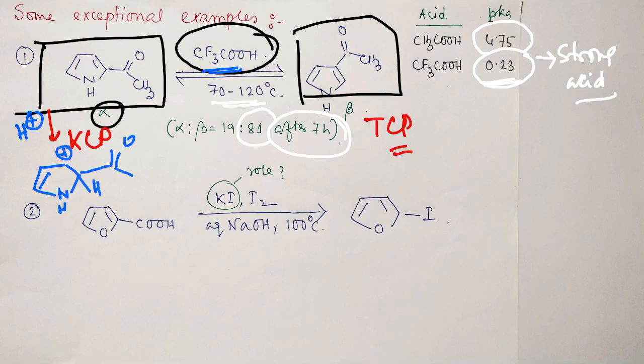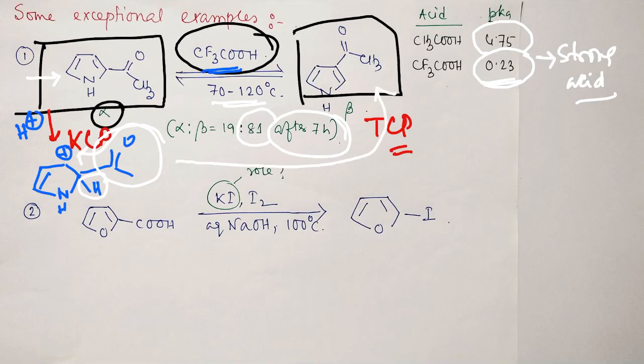Now you may think, sir, why not this? There is a reason, I'll come to it. After that, in the next step, 2 options are possible. This proton could be eliminated, one option, then we'll get back the starting material. Another possibility is that this group can migrate with its bond pair. If that happens, it will directly convert into this TCP.